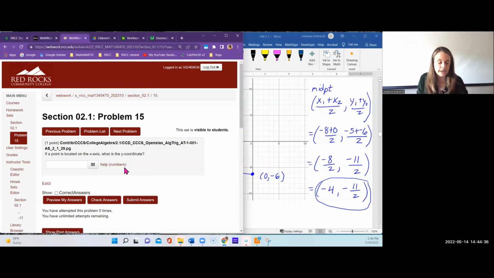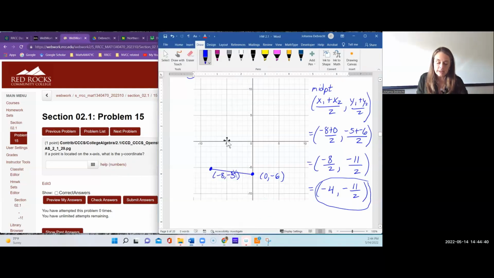If a point is located on the x-axis, what is the y-coordinate? Again, we're talking about being on the horizontal axis, which means from the origin, I either went to the right or I went to the left, but I didn't move up or down. Since I didn't move up or down, the y-coordinate will be 0.